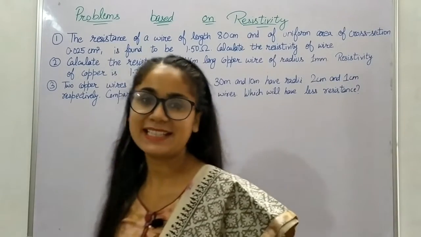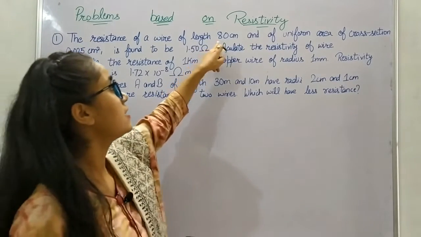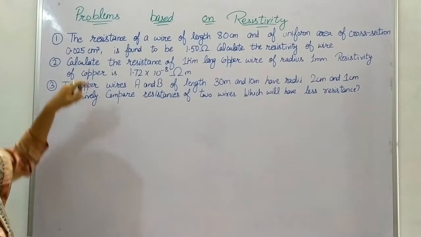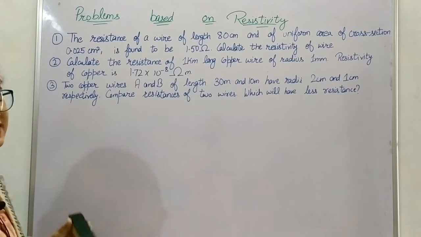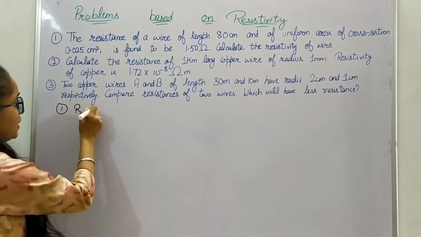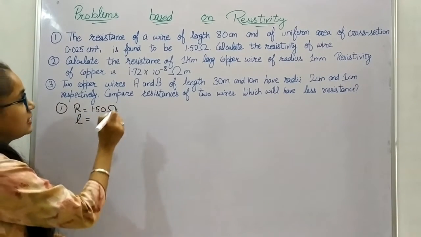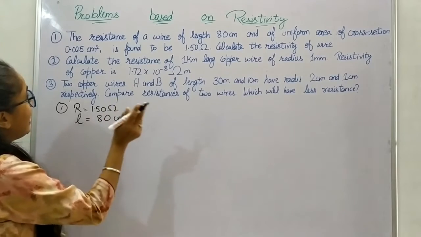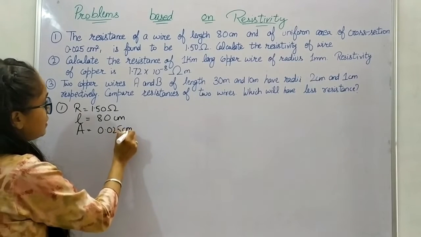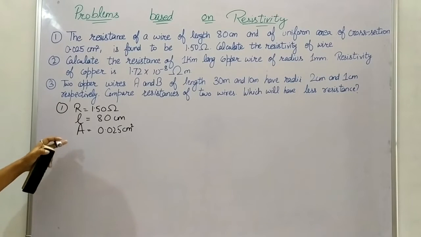So let's get started with our first problem, in which we are provided with the resistance of a wire that has a length of 80 centimeter and a uniform area of cross section of 0.025 centimeter square. The resistance is 1.50 ohm. So first of all we write down the resistance, 1.50 ohm. Then the length is 80 centimeter and the area is 0.025 centimeter square.